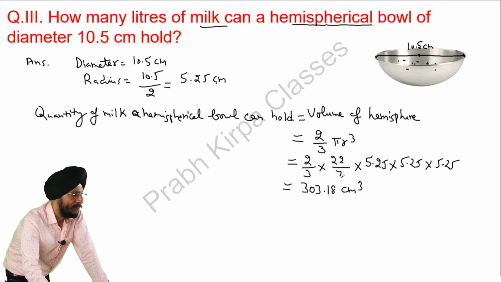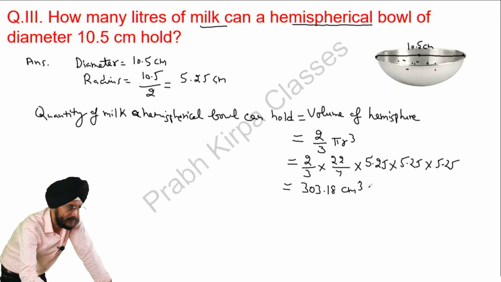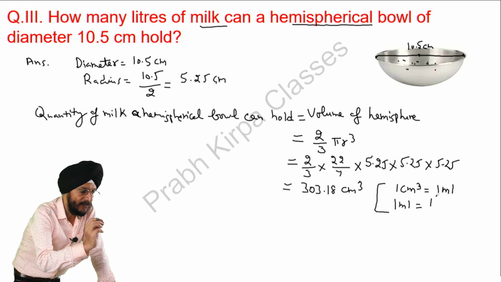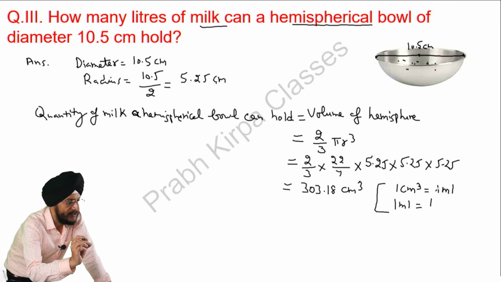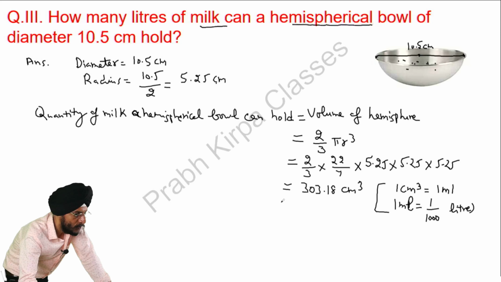Now what is the question? How many liters of milk? Now what we have calculated, it is cubic centimeter. So we will have to convert cubic centimeter into liters. So we know that 1 cubic centimeter is equal to 1 milliliter, and we have to convert 1 milliliter into liters. You know that 1 liter contains 1000 milliliter. 1000 milliliter is equal to 1 liter. So 1 milliliter is equal to 1 over 1000 liter.